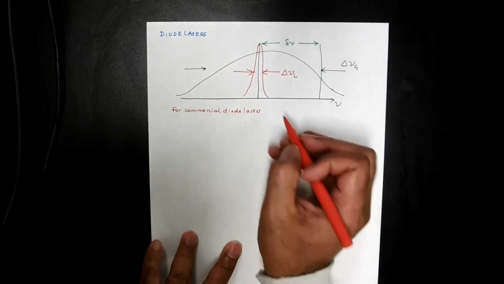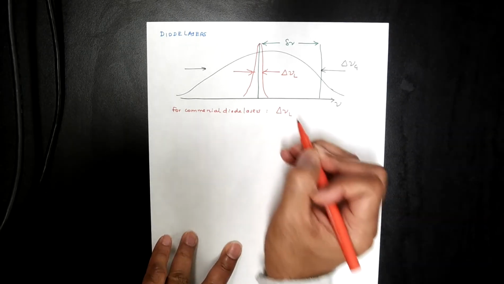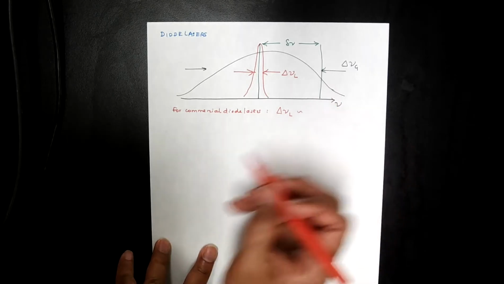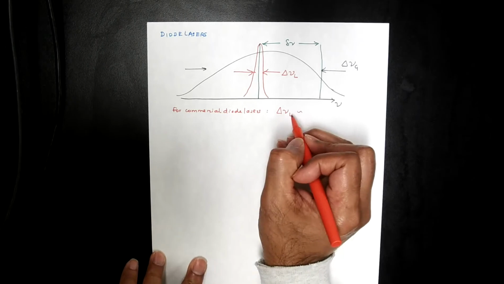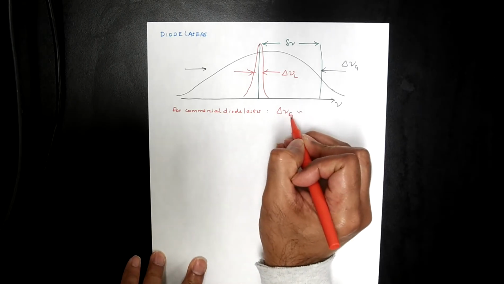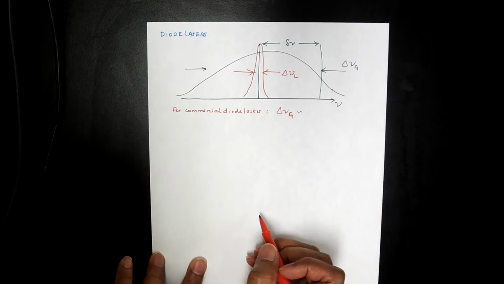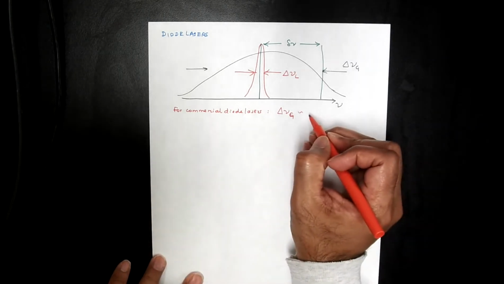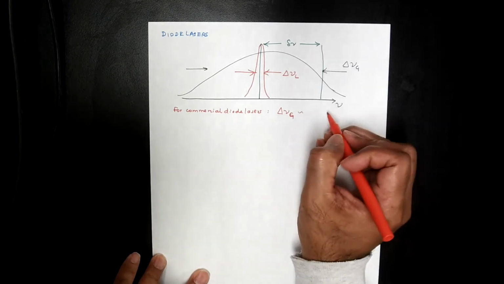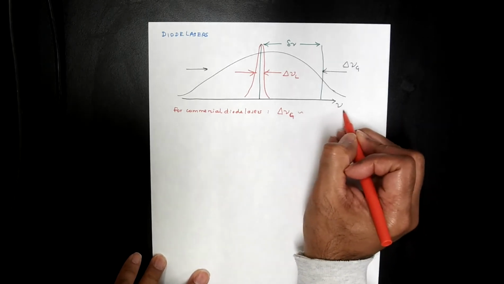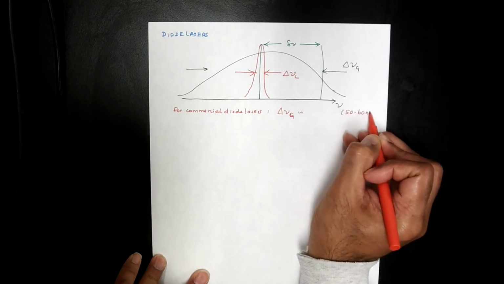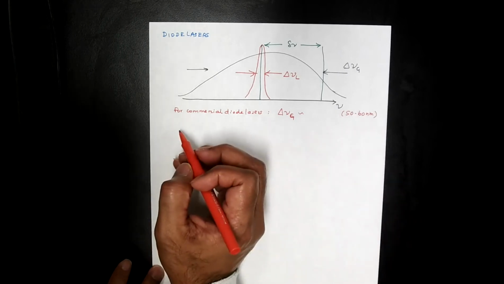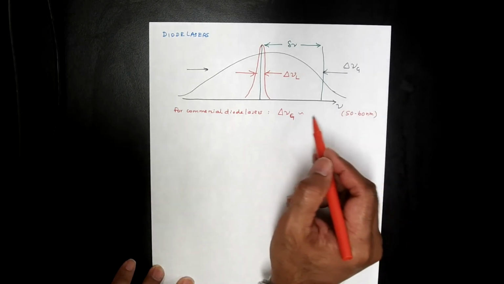this delta nu L is on the order of, so first of all, what's delta nu G? Actually, I'd like to talk about delta nu G first. How to estimate that? Well, I know the wavelength bandwidth, which is on the order of 50 to 60 nanometers. That's the bandwidth. Well, how to get that in terms of hertz?